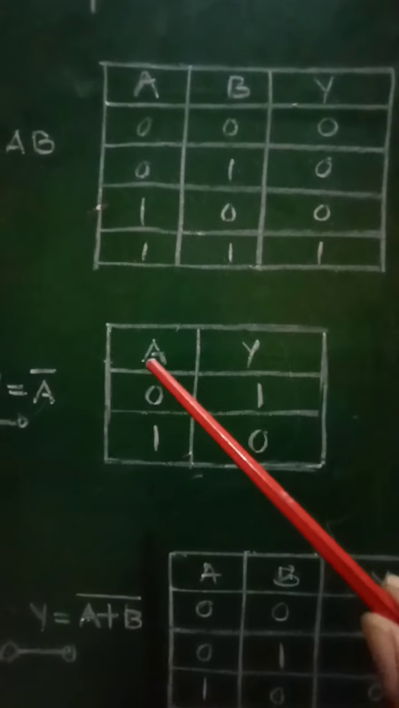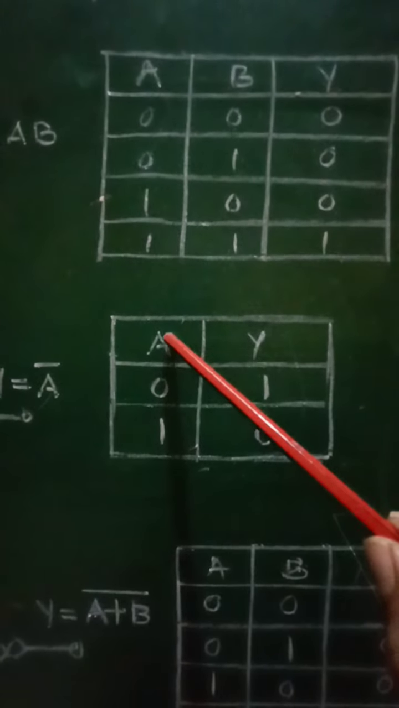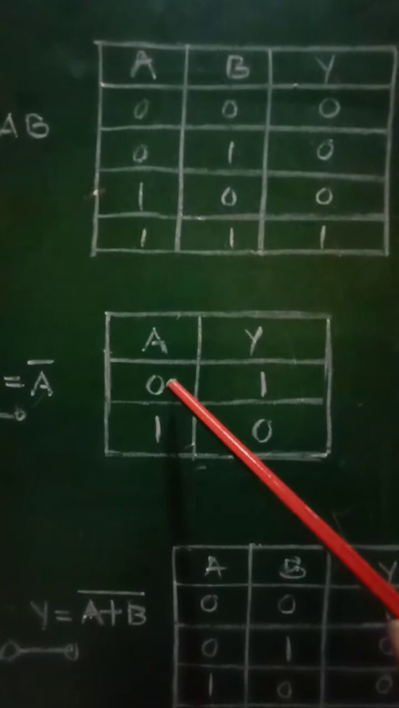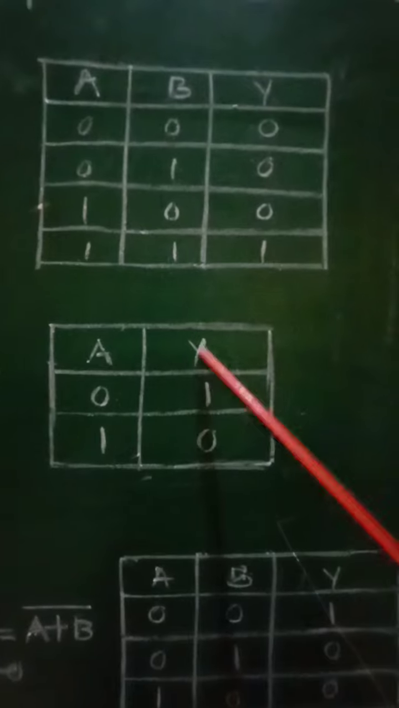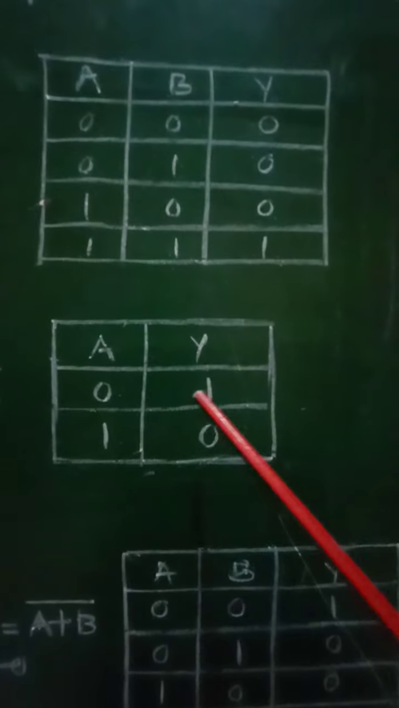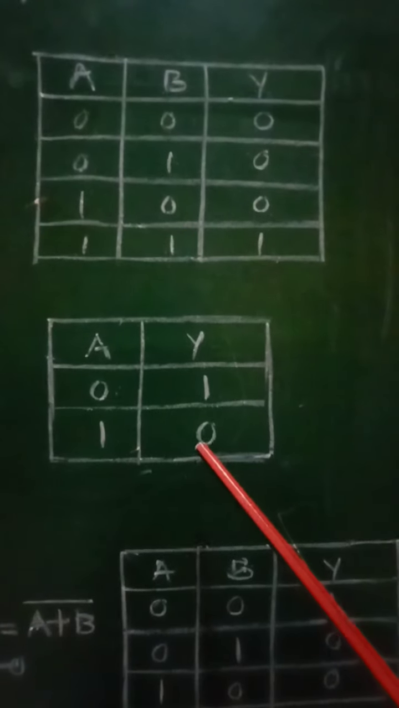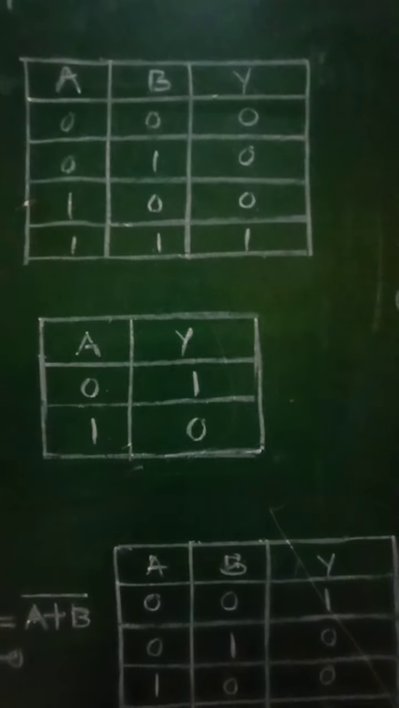Then again it will have its truth table. Only one input is there, therefore it is A, which has its values 0 and 1. Now at its output, this input will get inverted, that is 0 will become 1 and 1 will become 0. So this will represent the truth table for this NOT gate.